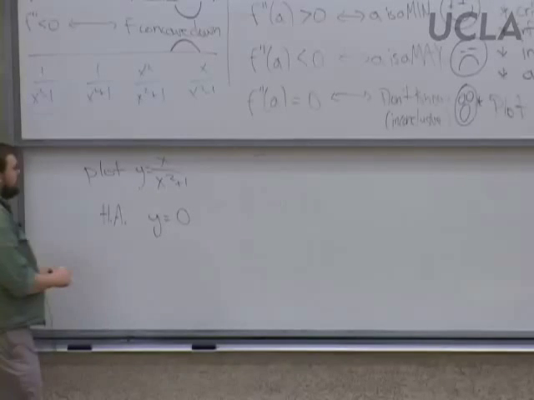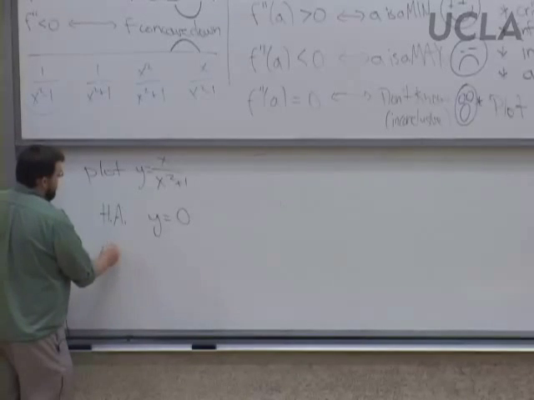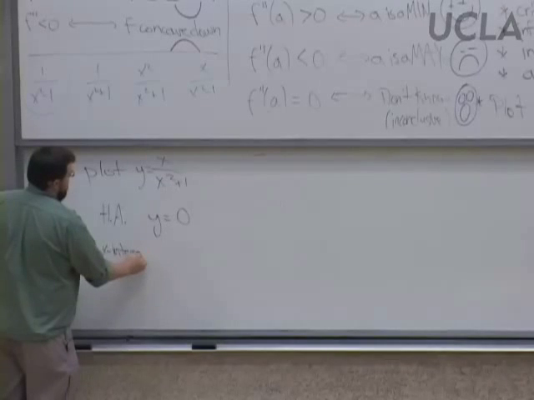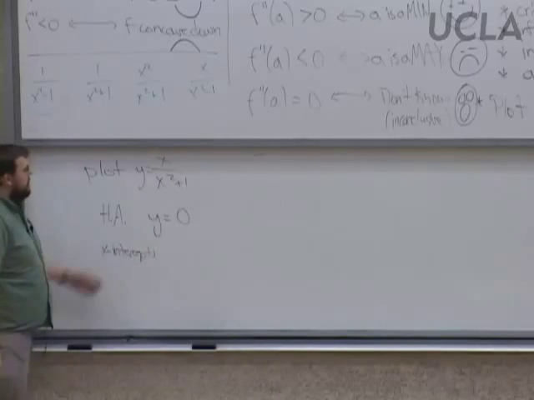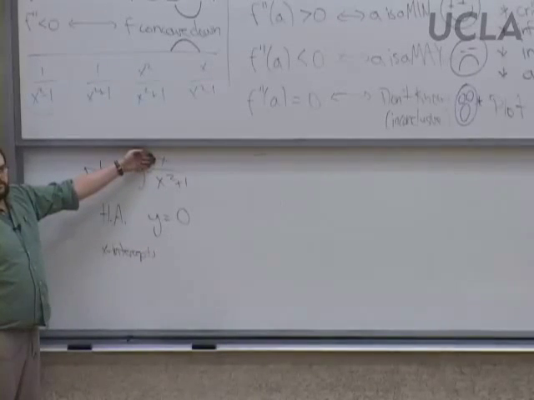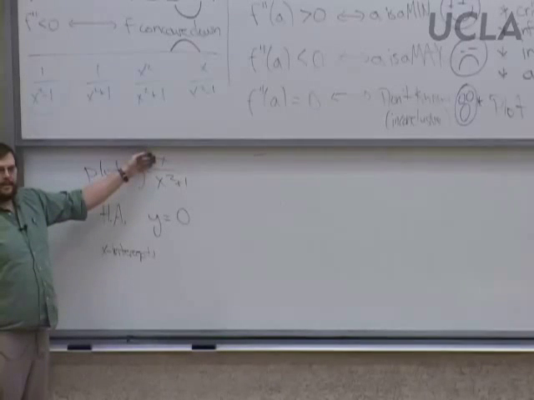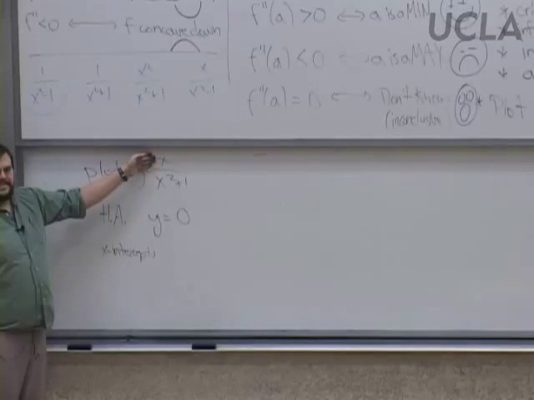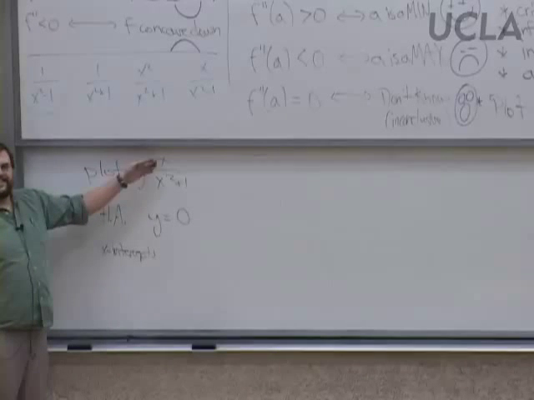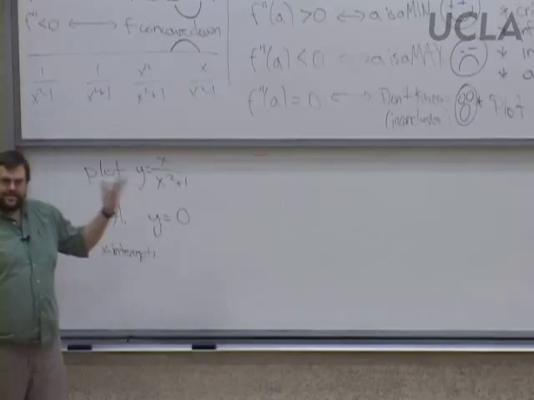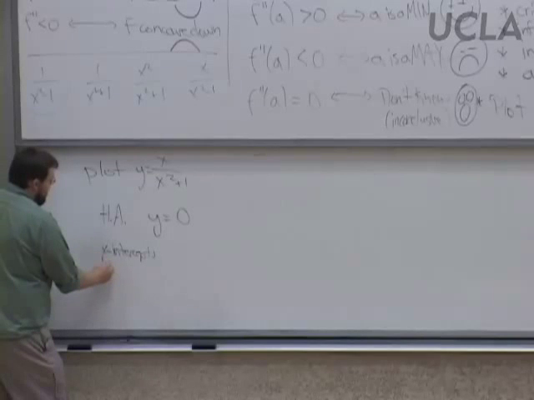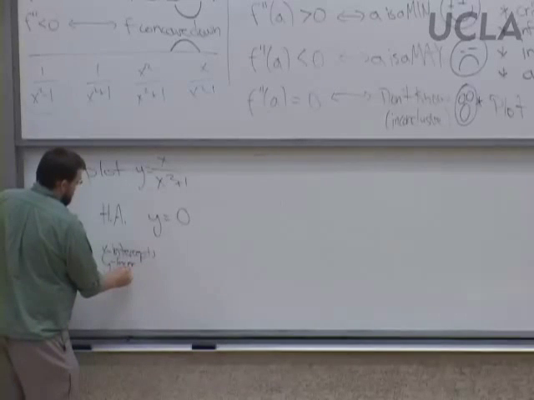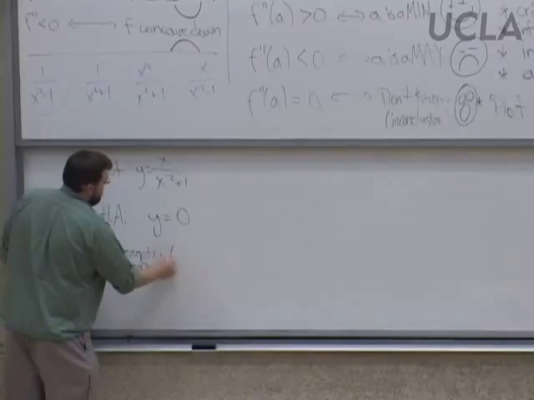Okay. How about intercepts? Where does it hit the x-axis? Well, if it hits the x-axis, that means the numerator had to be 0. When does that occur? When x equals 0. Okay, what's the y-intercept? Same point. Because to find the y-intercept, you plug in x equals 0, and lo and behold, the x-intercept and the y-intercept in this case are exactly the same point. So we know it goes to the point 0, 0.